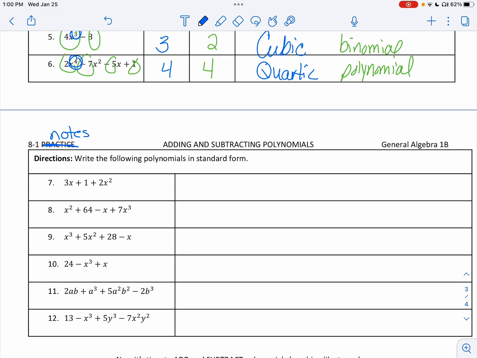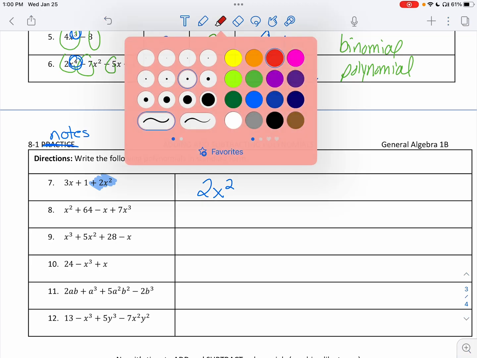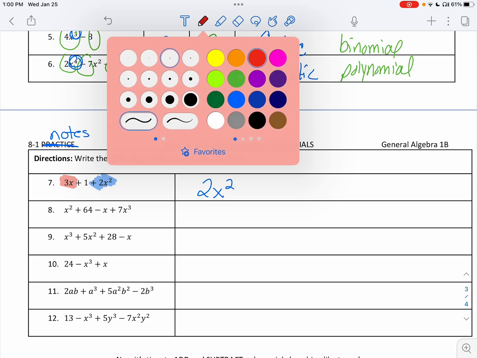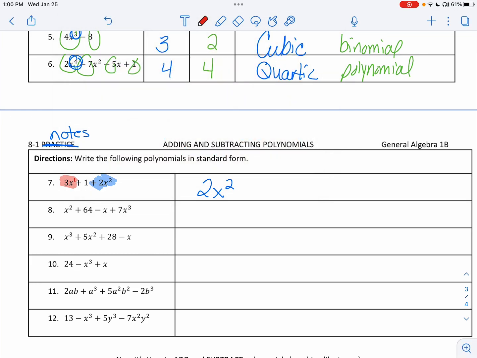So this one wants us to write the polynomial in standard form. Standard form means I need to find the term that has the highest exponent. So I see that the highest exponent is 2x squared. I'm going to write that first. Now I need to find the next highest exponent, which is this one, because it has a power of 1. So I need to write it next. I have to put it in order.